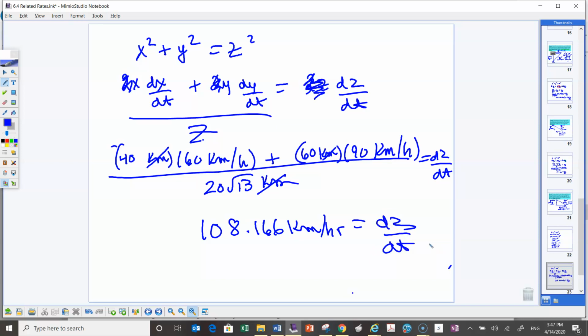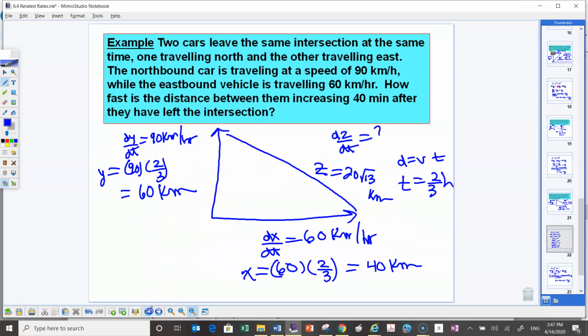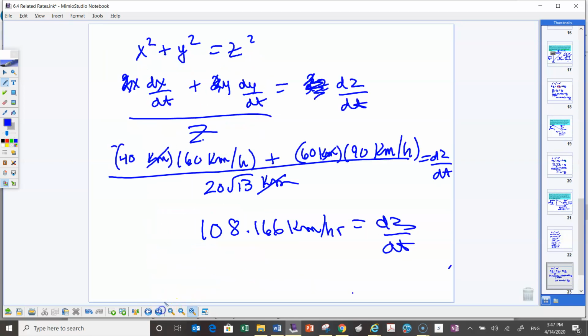So again, you just take a look at your question, and it follows the same format. We use Pythagoras' theorem to find the missing side. Then we use Pythagoras' theorem again to take the derivative. And then we isolate for whatever variable we're trying to solve for, in this case dz/dt, and we work it all out.